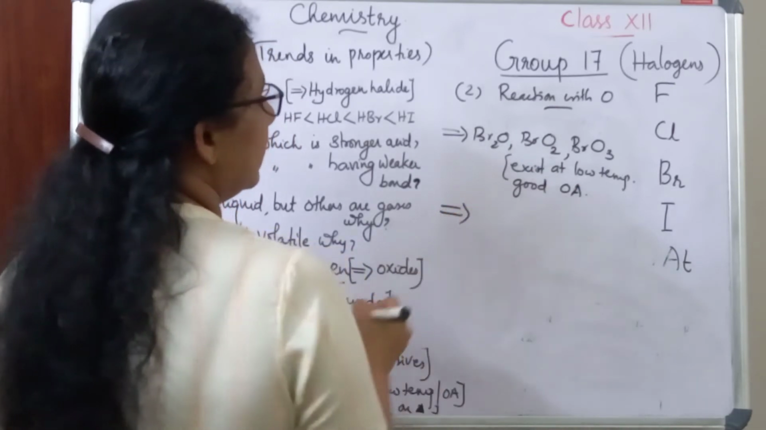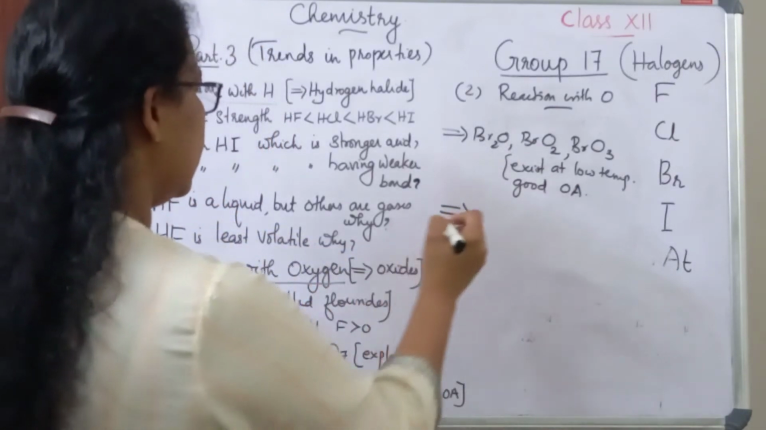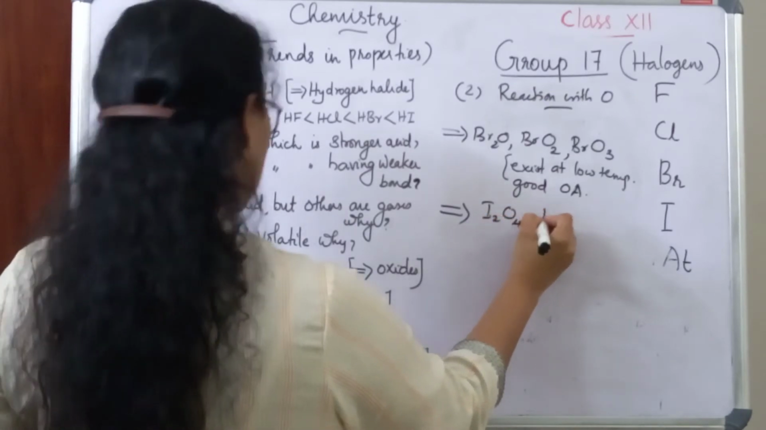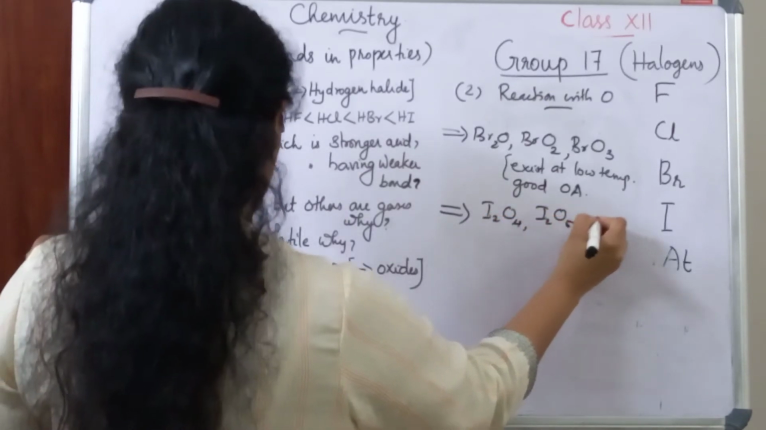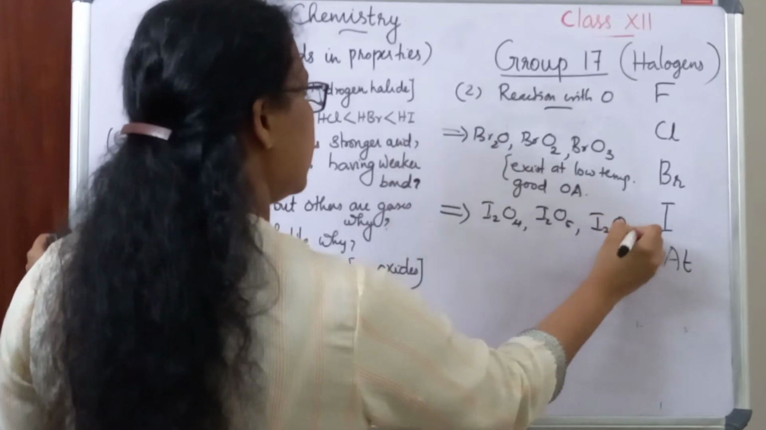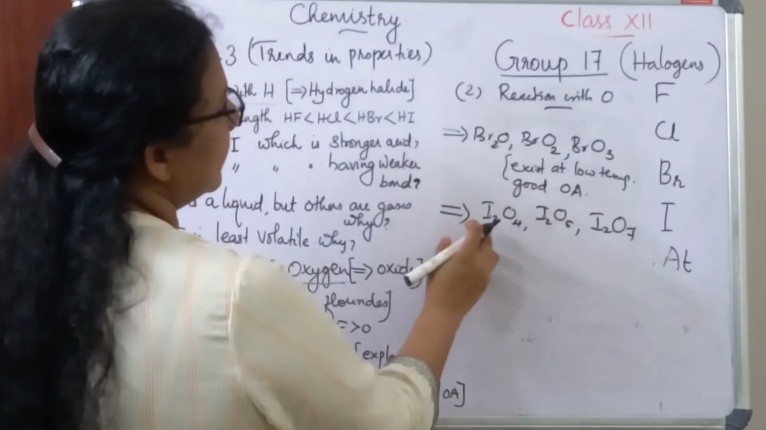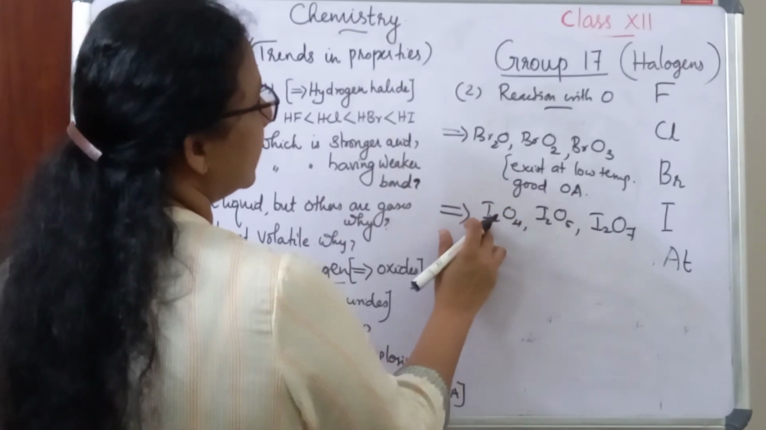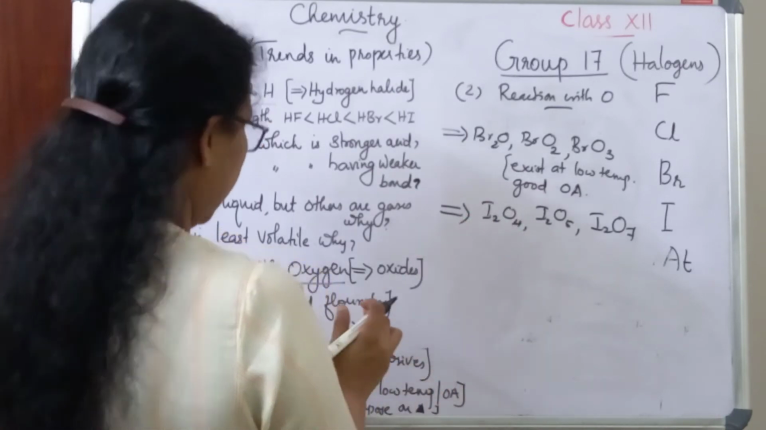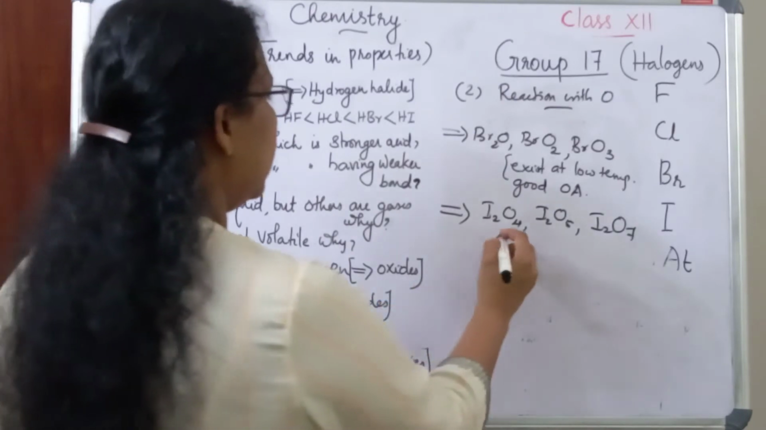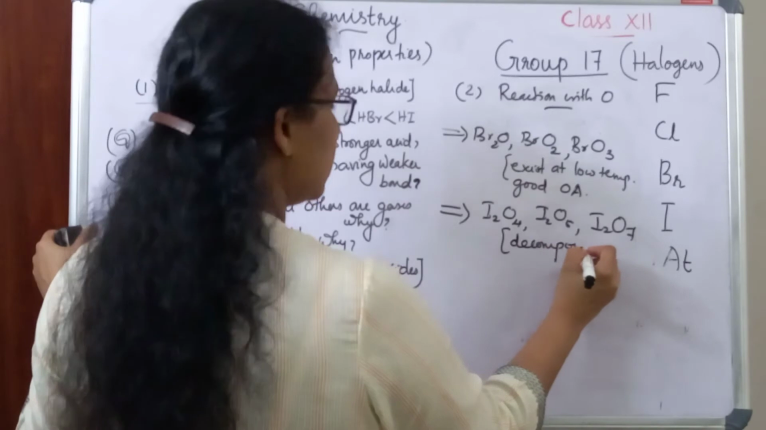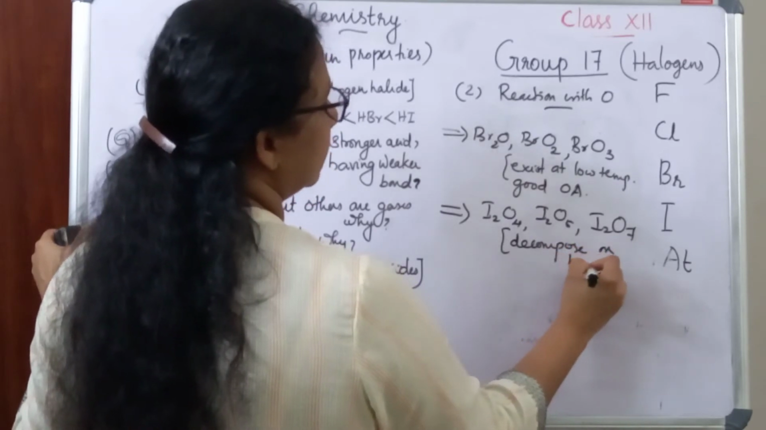Then comes iodine, it is I2O, I2O4, I2O5, I2O7. So these are iodine oxides. Here also it is called iodine oxide, as oxygen is more electronegative than iodine. Then the peculiarity is it decomposes on heating.